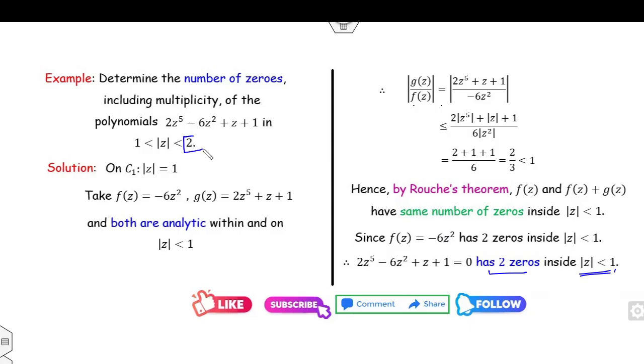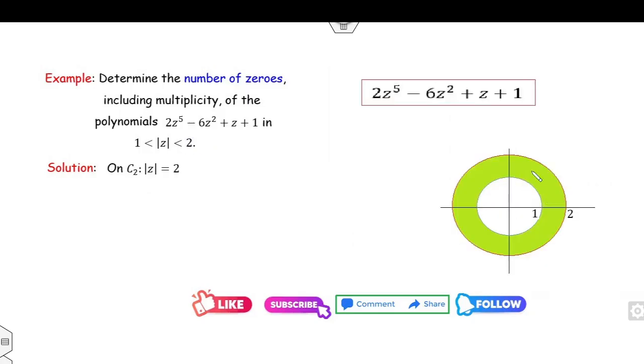Now I can find the number of zeros on the circle 2. Can you find the values on the circle 2? This number will be 2 into 2 raised to power 5, that will be 64. This number will be 4 into 6 into 2 squared, 4 into 6 is 24. The second number is 2. The last number is 1. Clearly 64 is the largest, and the sum of the remaining terms is less than 64.